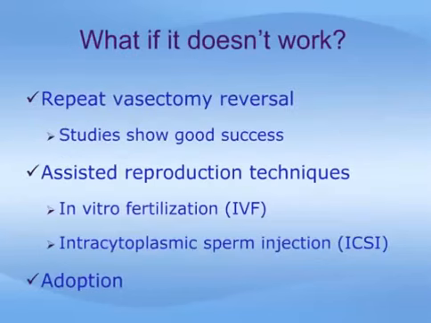Obviously, you may be concerned about what to do in the case of an unsuccessful reversal. In this case, your doctor might discuss several options with you, including a repeat reversal, assisted reproduction techniques, and adoption. Repeat reversals can be successful, and some studies show only a slight reduction in the patency and pregnancy rates in these situations. The most common assisted reproduction techniques to explore include in vitro fertilization, or IVF, and intracytoplasmic sperm injection, or ICSI. Finally, of course, adoption is a consideration for some couples.